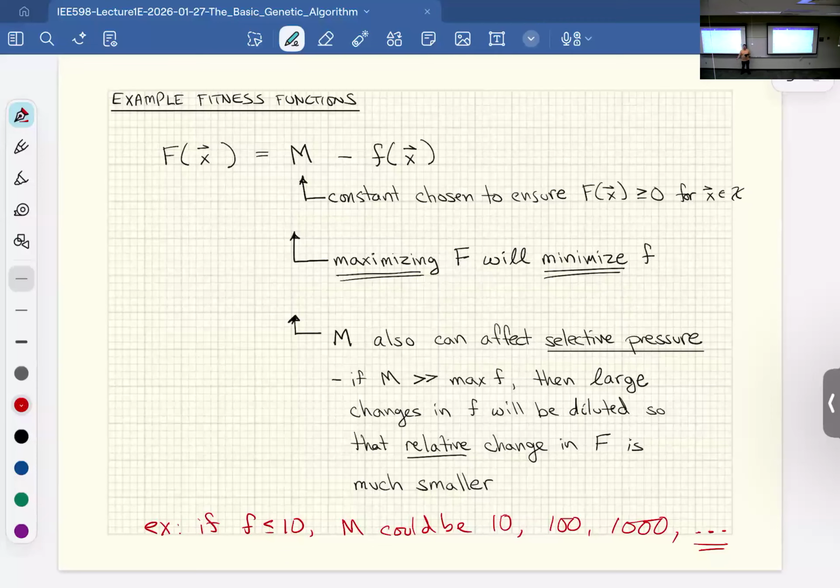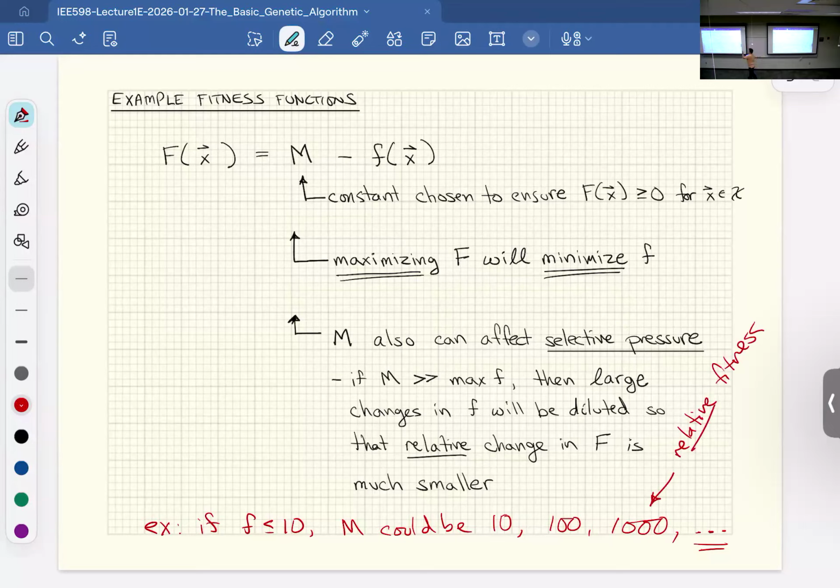Now, if I instead set my m constant here, this affine constant, this shift, to 1,000, then now the difference between the two of them is the difference between 1,000 and 990. And so in that case, I don't see as much of a fractional difference between them. So if my selection operator is looking for relative fitness differences, the relative fitness differences will be lower. And that adjusts selective pressure.